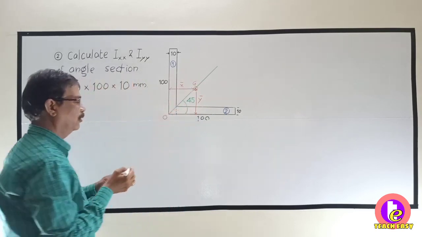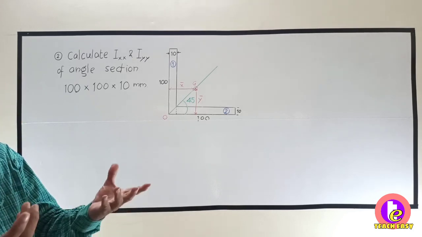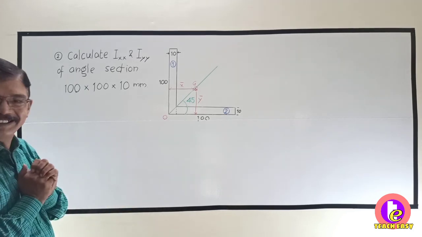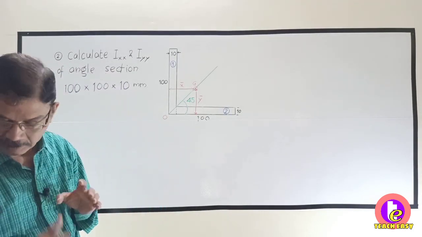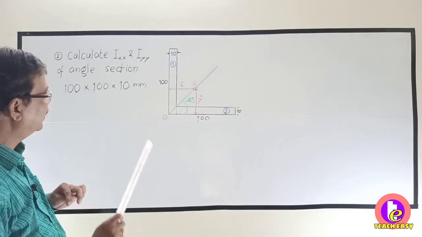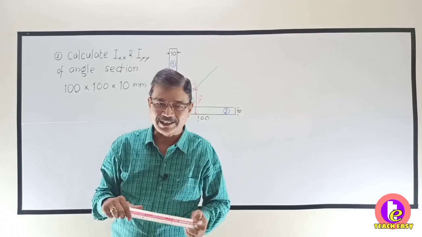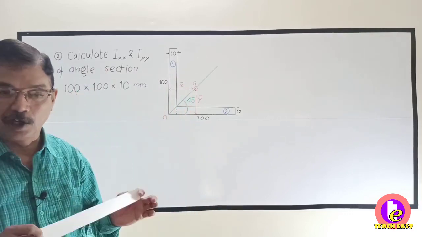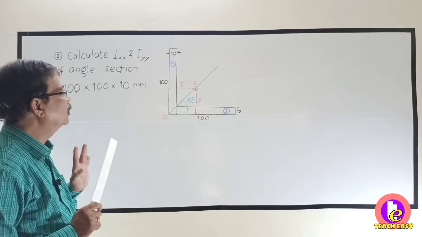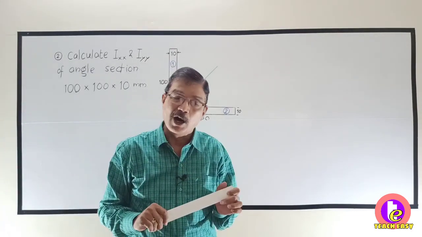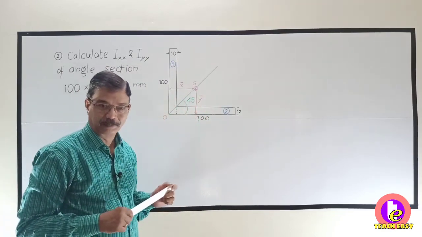And as it is 45 degrees, you can very easily see that x bar and y bar are equal. So this is the advantage of symmetry. Now as x bar and y bar are equal for this particular angle section, Ixx and Iyy will also be equal. Okay. So I will just tell you orally how to calculate it. You have to solve it at home. I will give you the answer.